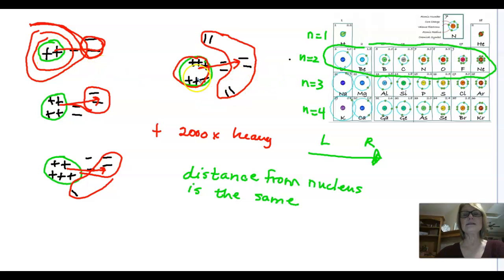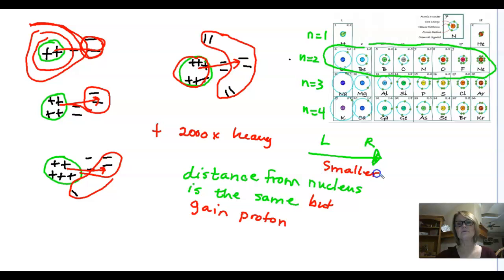So because there's so much more force here, this here's a piece of cake. They're going to win in nothing flat. These, yeah, they're going to win. Might take a little bit. These might take a little less time, and then these, it's going to be a piece of cake. They're going to yank, and those electrons are going to come jumping at it. That's why, in terms of size, it gets smaller and smaller. Because the distance from the nucleus is the same, but we're gaining protons, it is going to get smaller from left to right.